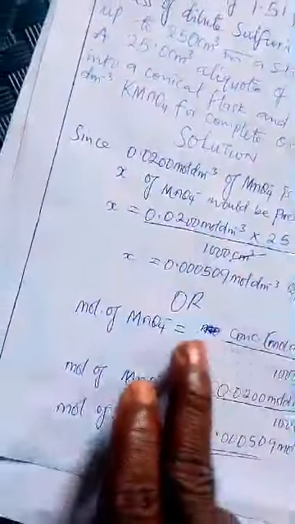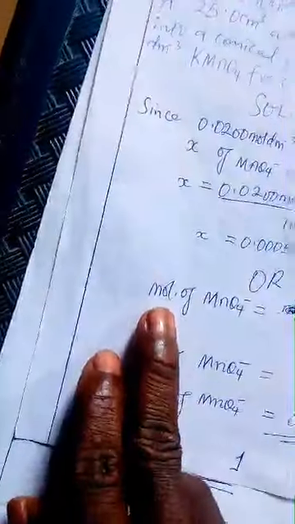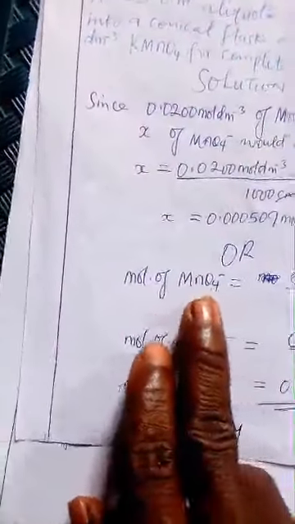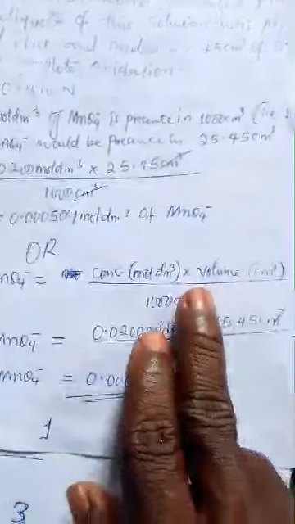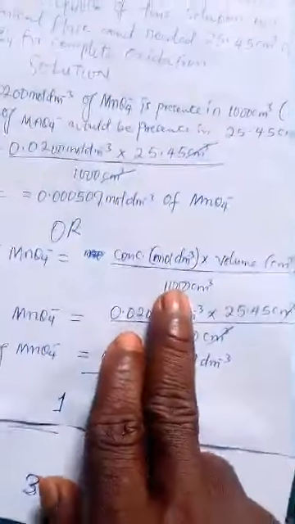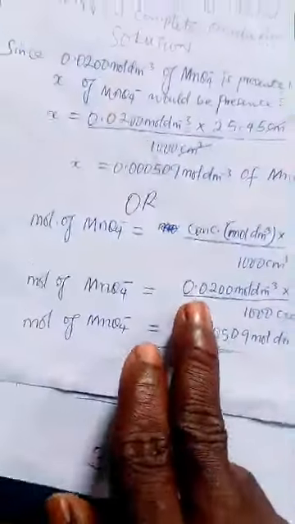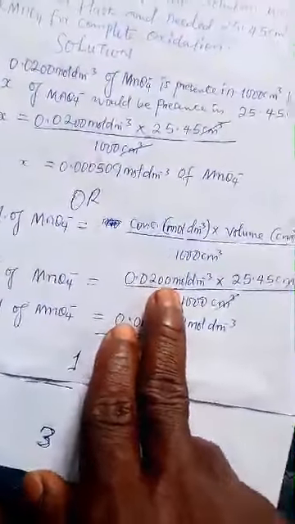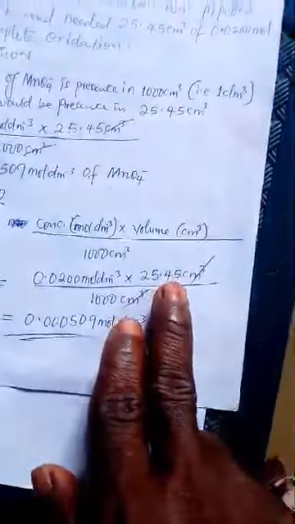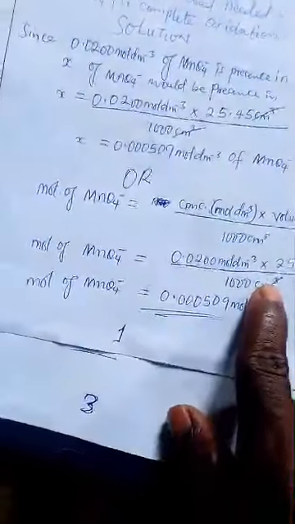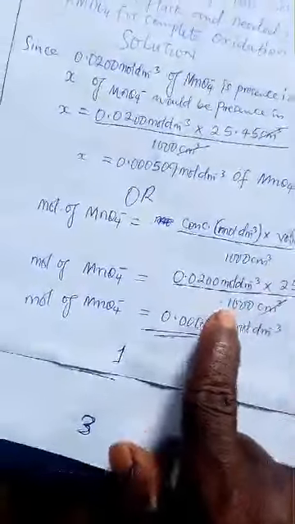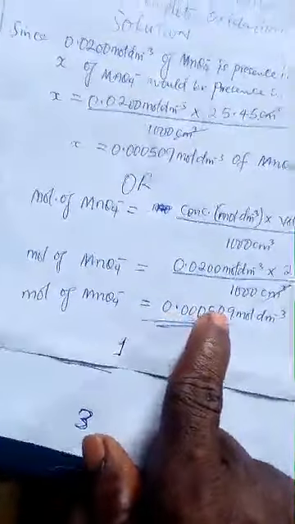25.45 cm3. You can also use the formula: mole of potassium permanganate is equal to concentration in mole per dm3 multiplied by volume in cm3 over 1000 cm3. Your concentration given is 0.0200 mole per dm3 times 25.45 cm3, then over 1000. This cm3 cancels this cm3, multiply this by this divided by 1000, we have this 0.000509 mole per dm3.